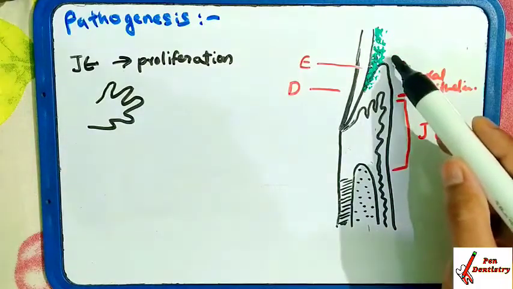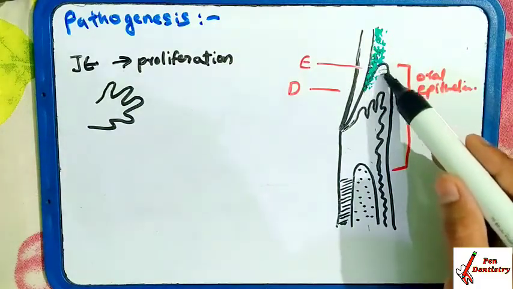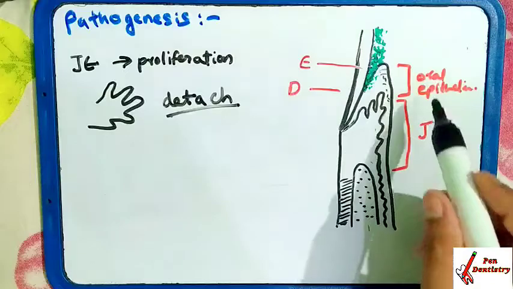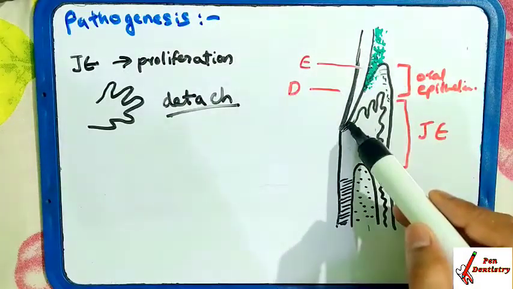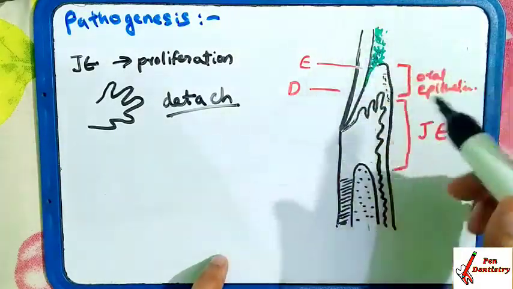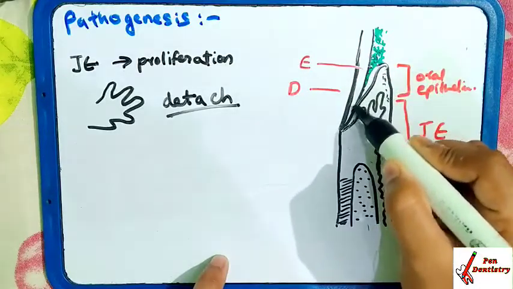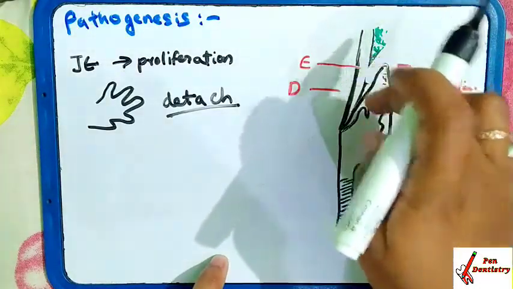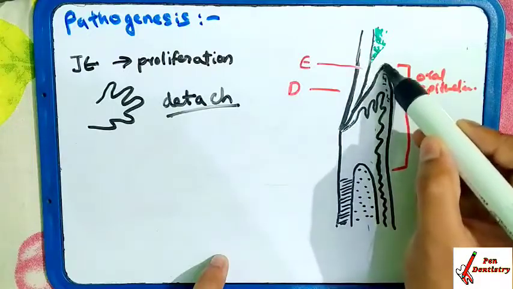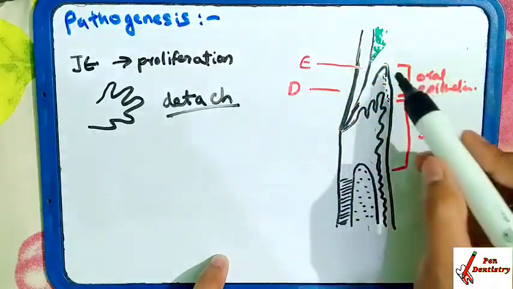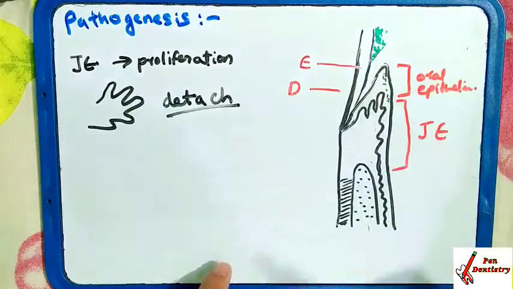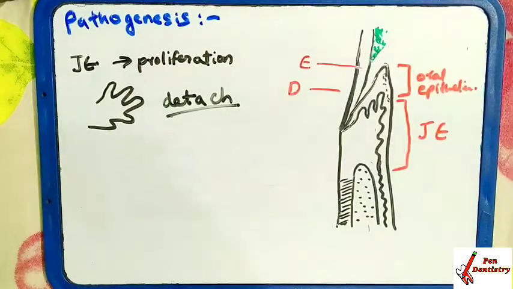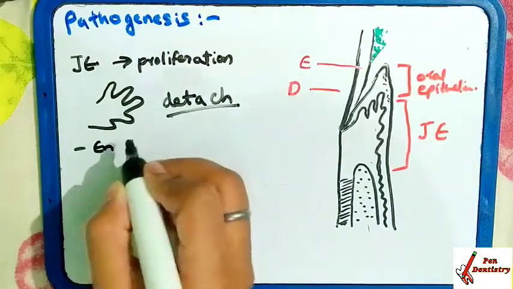Here the coronal portion, this part is the coronal portion, gets detached from the tooth region. It will form like this. The detachment will be seen in this region. Why does the detachment take place? There are many types of detachment causing agents. The first one is enzymes.